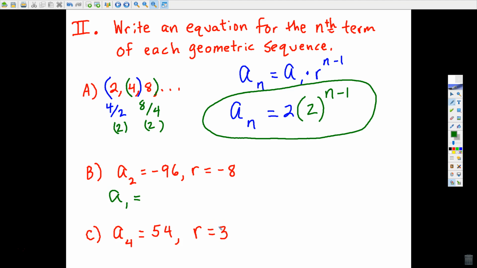Or, think of it this way. What's the inverse of multiplication? Division. What if we divided negative 96 by negative 8? 12. Okay, so now we know the first term is 12. So now we can write the formula. So give that to me, Gracie.